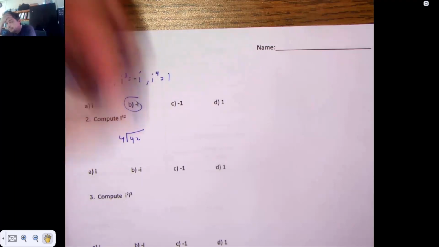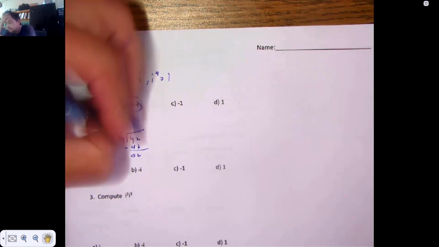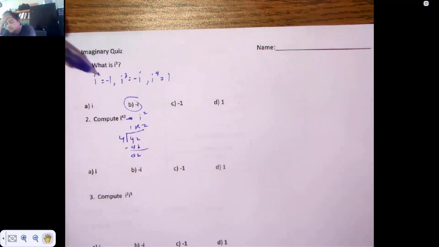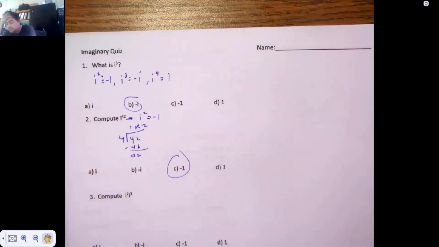Compute i to the 42nd. The deal is you do some long division, you divide by 4, you keep the remainder. 4 enters 4 once, we subtract, bring down the 2. 4 can't enter 2, so we have a remainder of 2. So i to the 42nd is equivalent to i squared, which is -1. We shouldn't be missing these.